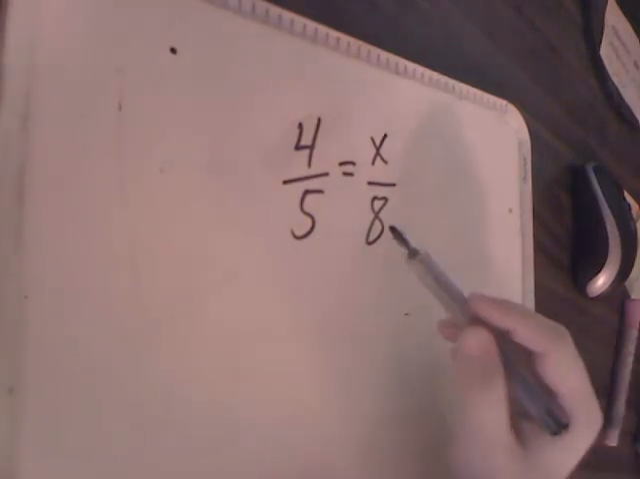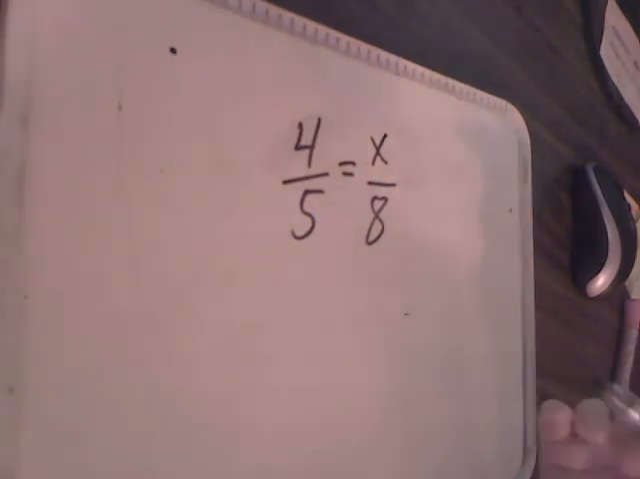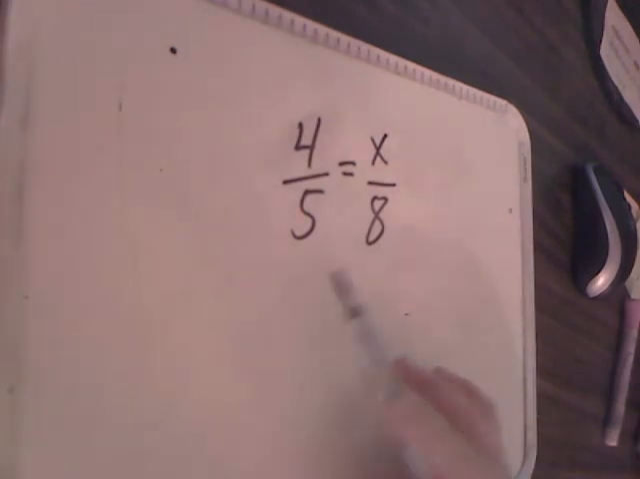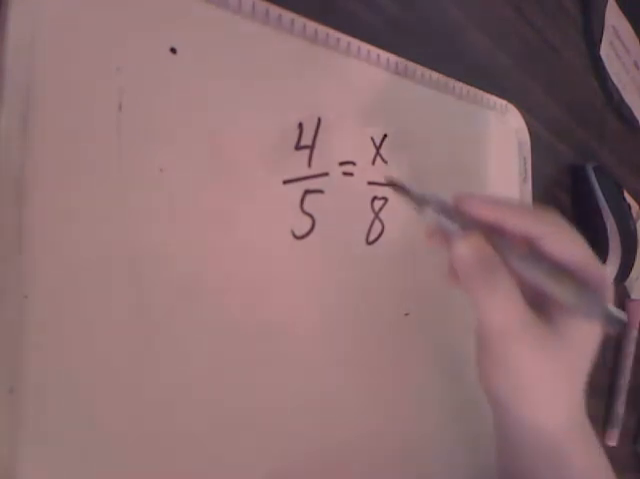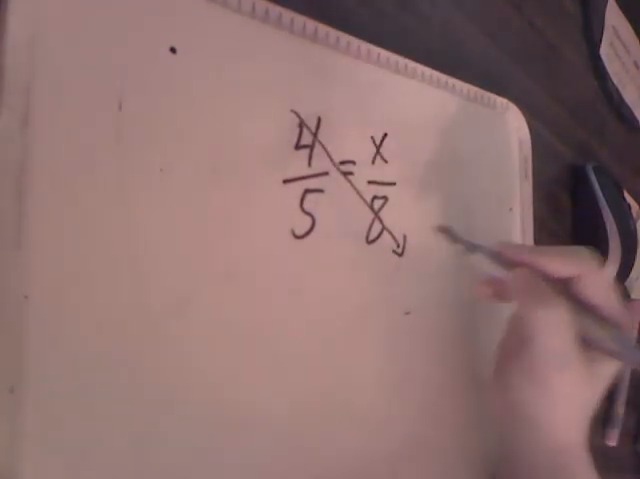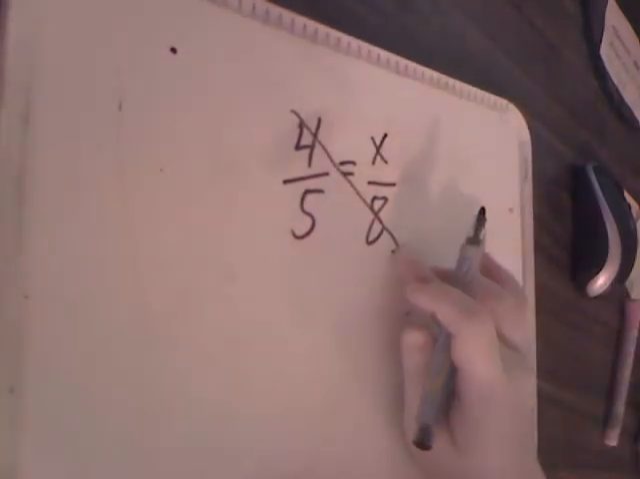You don't know 5 times what gets you 8. There's no whole number that will get you 5 into 8. You won't come up with a good number. So what we're going to do instead is cross multiply and divide. It doesn't really matter where you put the x in this case, but I always like to put the x up top for another reason that we'll get into later.